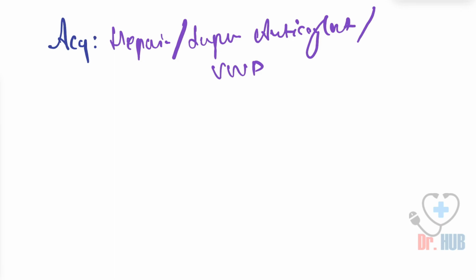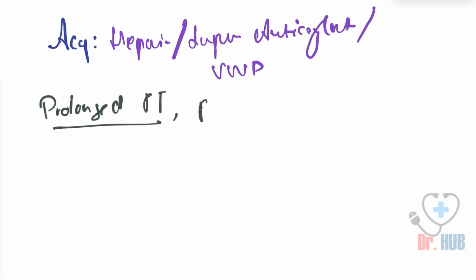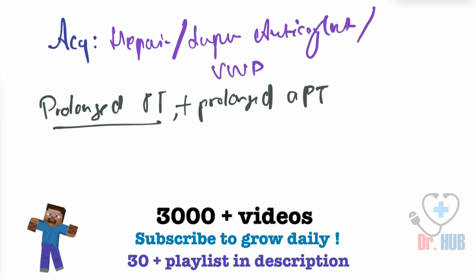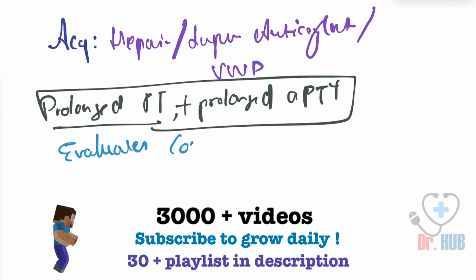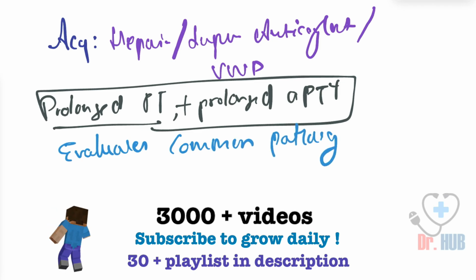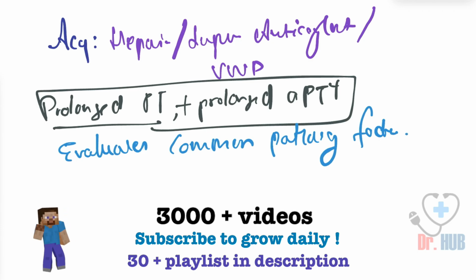Lastly, we move on to the other heading, that is prolonged PT along with prolonged APTT. So what does this do? It evaluates the common pathway factors.